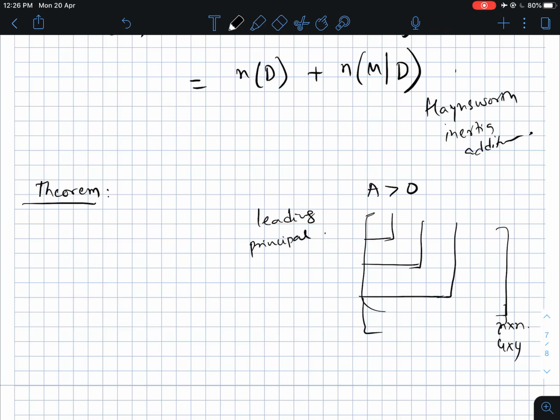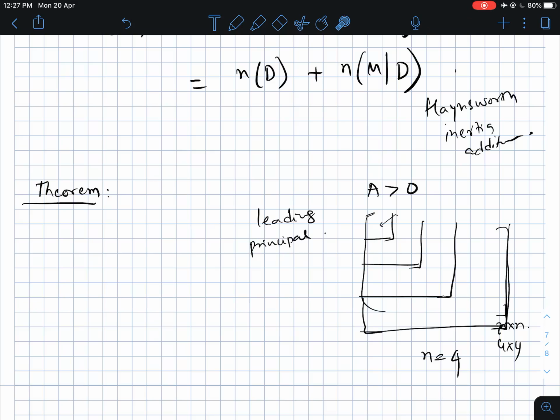This will be the 3 cross 3 leading principal submatrix. And let us say this is a 4 cross 4 matrix, n is 4. Then you have the 4 cross 4 leading principal submatrix. So when n is 4, you'll have 4 leading principal submatrices, right? This 1 cross 1 matrix, this 2 cross 2 matrix, this 3 cross 3 matrix, and the overall 4 cross 4 matrix. These are the 4 leading principal submatrices, right?